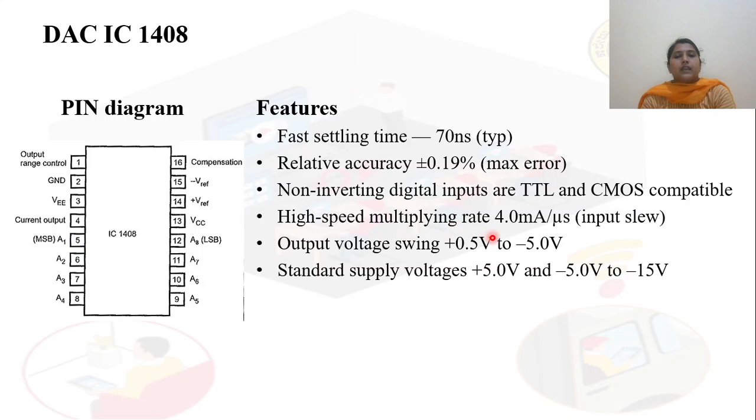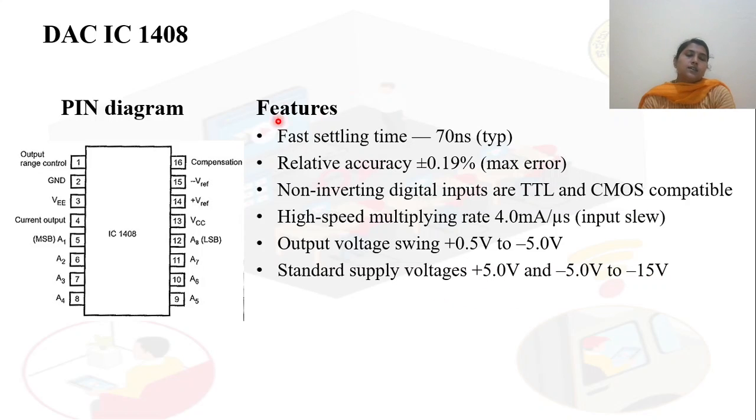High speed multiplying rate 4 milliampere per microsecond. Output voltage swing plus 5 volt to minus 5 volt. Standard supply voltage plus 5 volt and minus 5 volt to minus 15 volt. So for the power supply range, I can provide plus 5 volt, minus 5 volt to minus 15 volt.